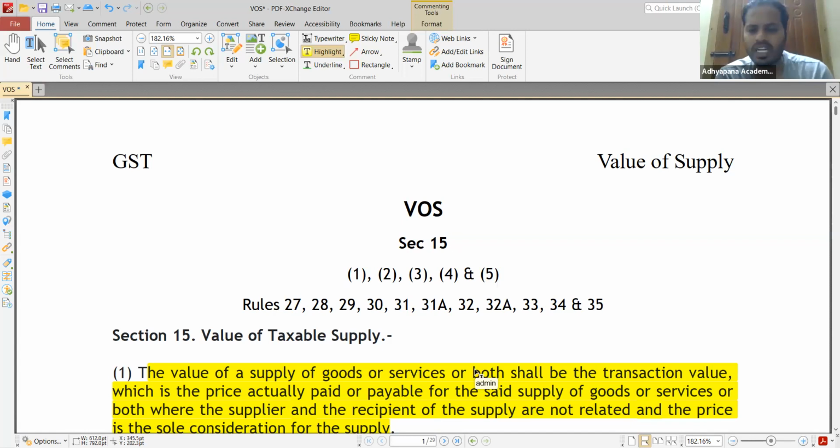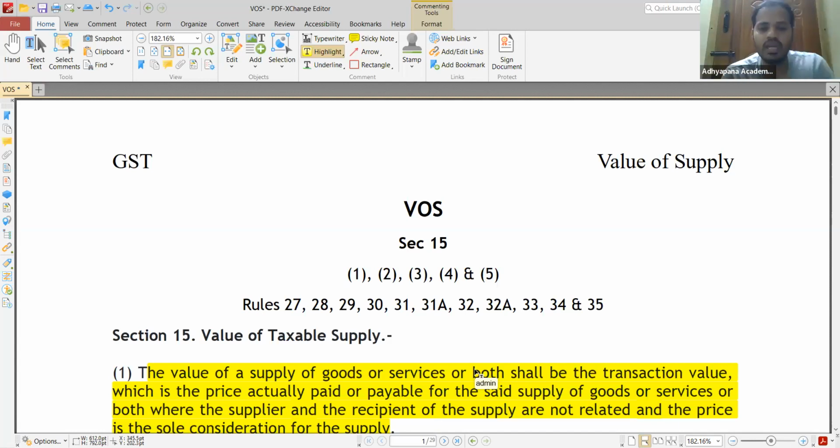Okay, 15.2. What does 15.2 say? It's nothing but inclusions. Inclusion, our understanding means what? No GST, no TCS, ISCA. No GST and no TCS means you have to add all taxes other than GST and TCS. Then ISCA: incidental expenses, subsidy other than government subsidy, charges for delayed payments, and amount incurred by the recipient on behalf of the supplier.